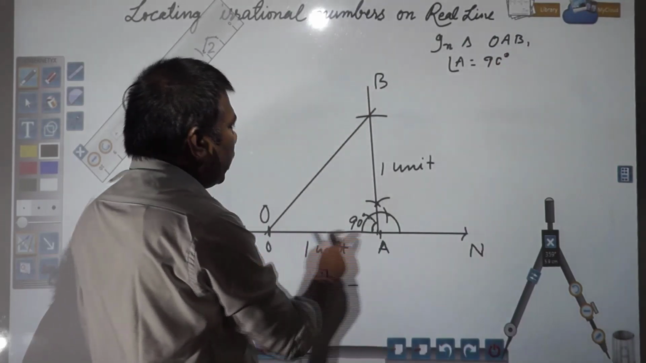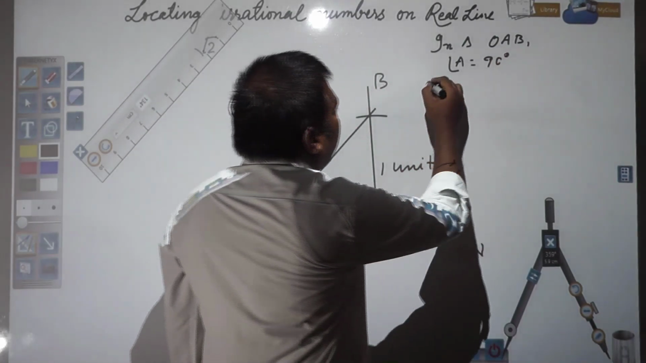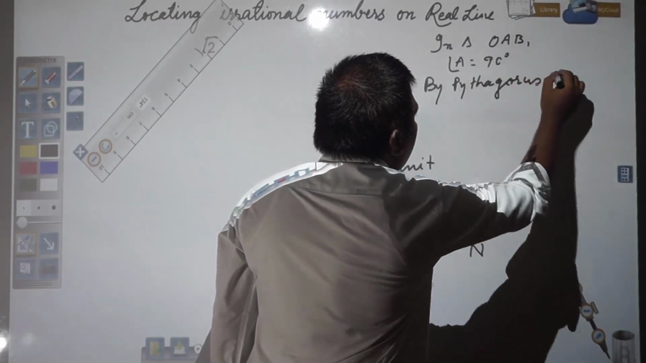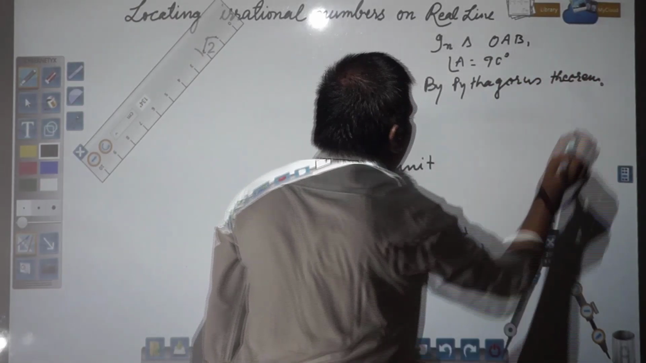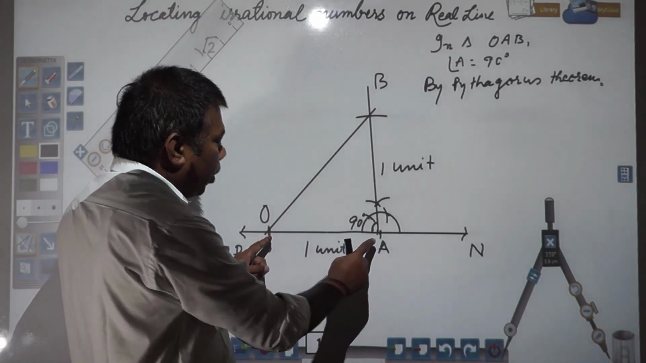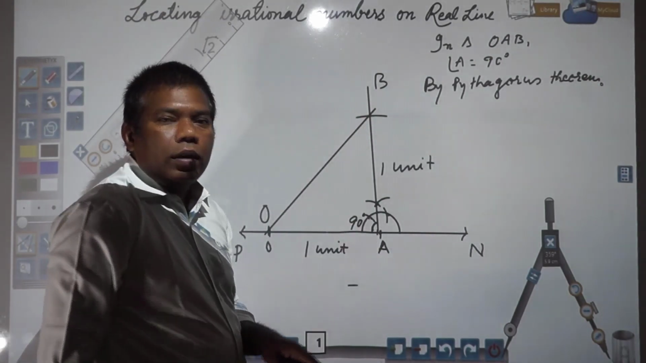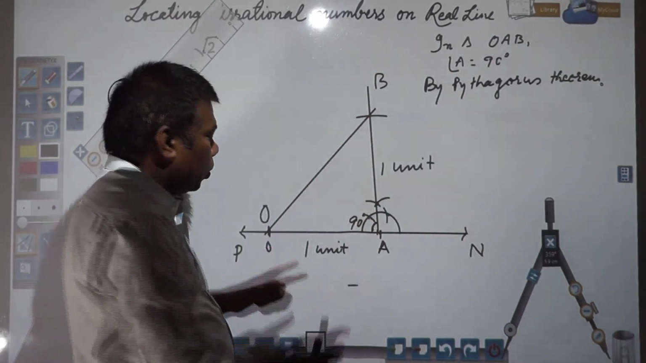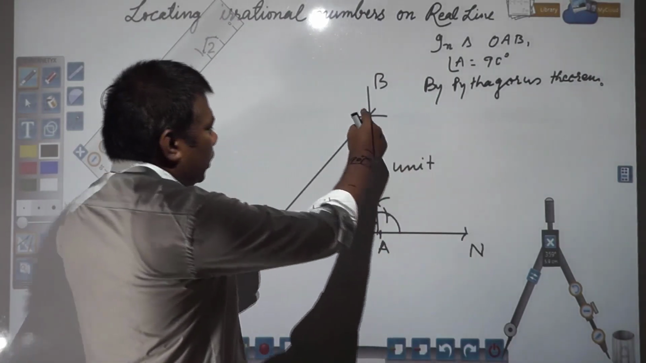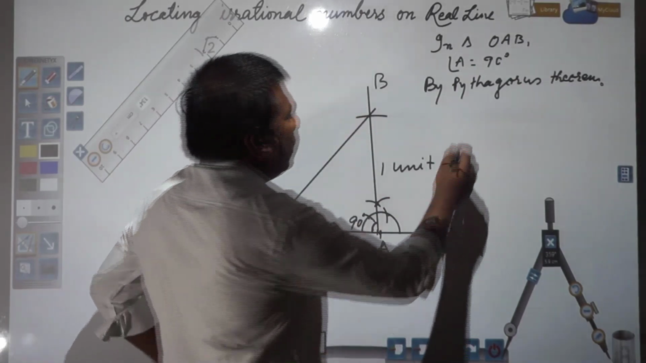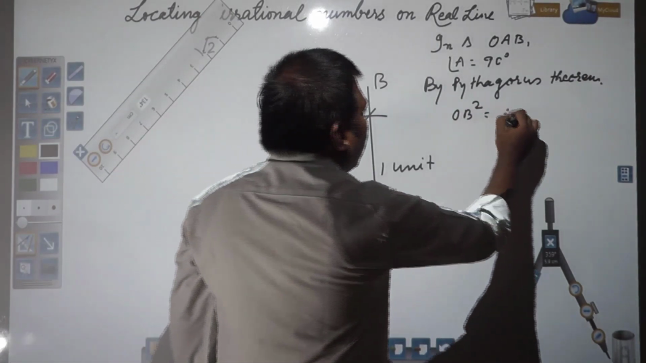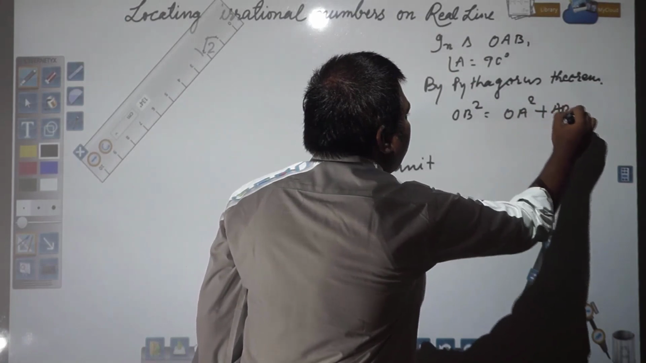So obviously OAB is a right angle triangle, and that's why by Pythagoras theorem, what we know, hypotenuse square will be equal to the sum of squares of base and perpendicular. Means OB square will be equal to OA square plus AB square. So here we can write, since this is hypotenuse, this is base and this is perpendicular, OB square will be equal to OA square plus AB square.